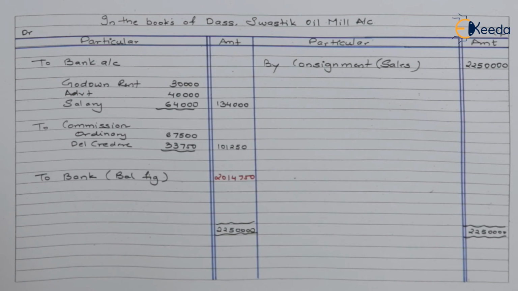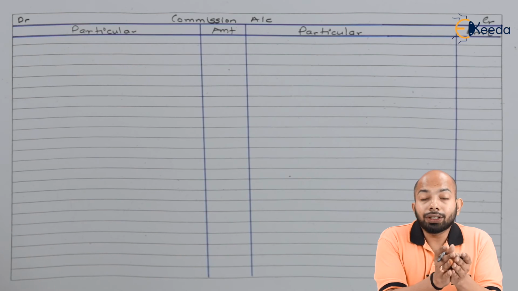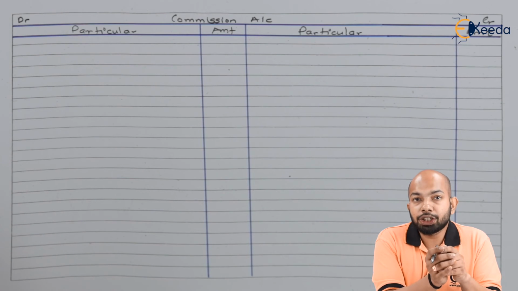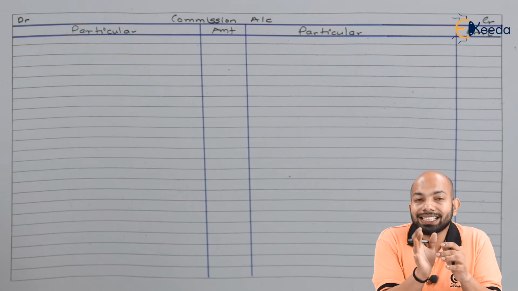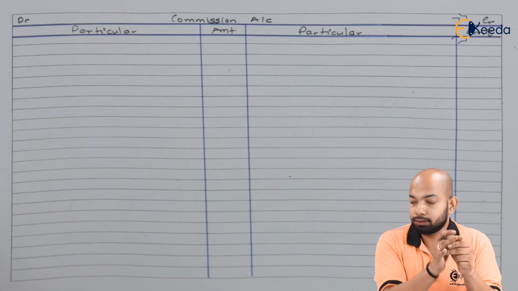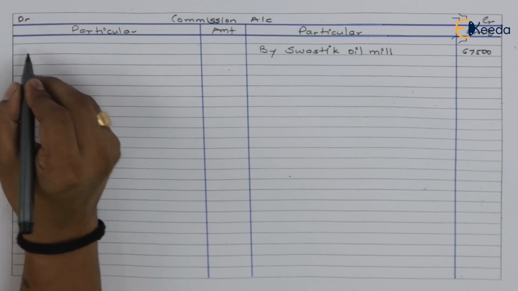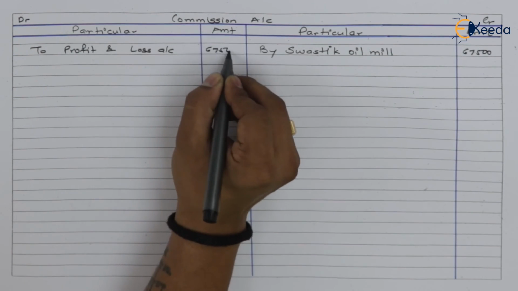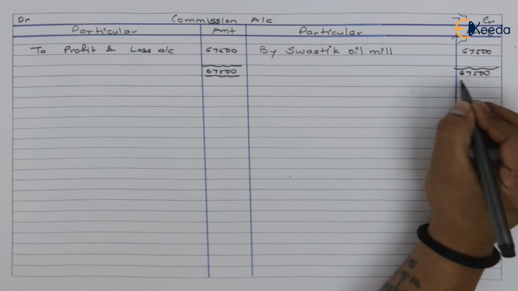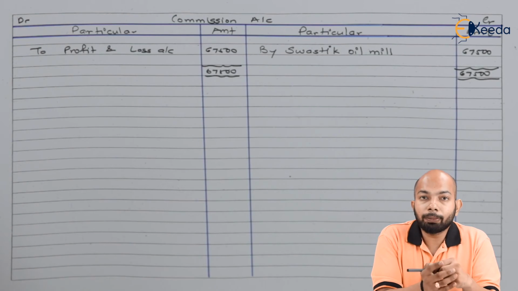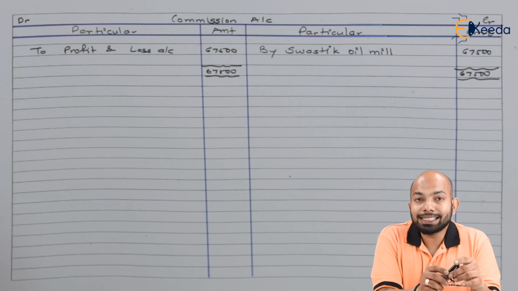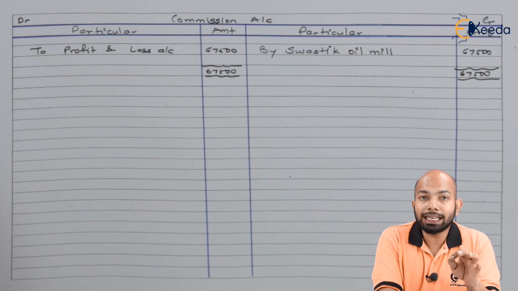Now there are the next three accounts that we will be preparing, starting with the commission account. There will be only one single entry that will be passed in here. So on the credit side, we have mentioned by Swastik Mill account, that is 67,500. This is only the ordinary commission.